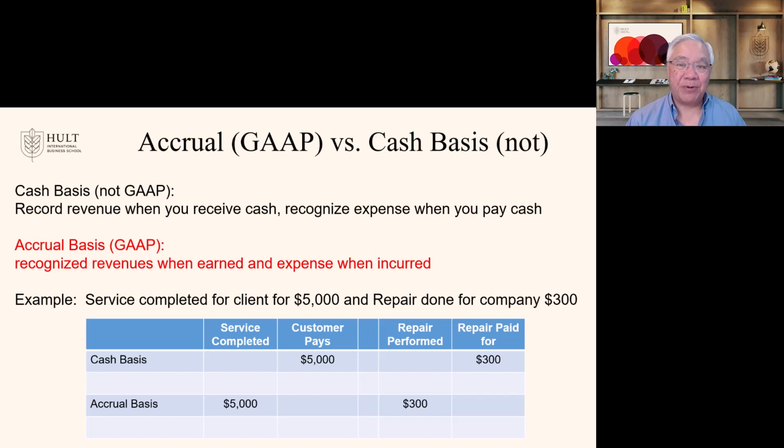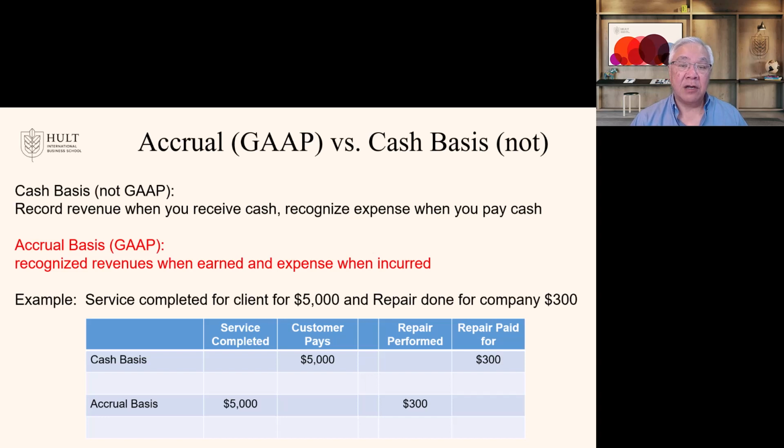So let's do an example to show how this works. One is a service completed and it's worth $5,000. And the second is that you had something done for your company and the cost was $300. On a cash basis, you don't count revenue until the customer pays you, and that triggers the entry. Also, you don't count the repair as an expense until you pay for the repair, and that's what cash basis means.